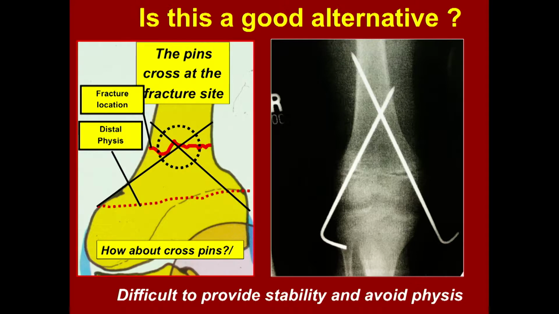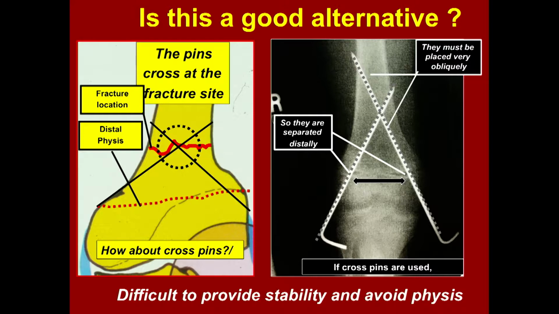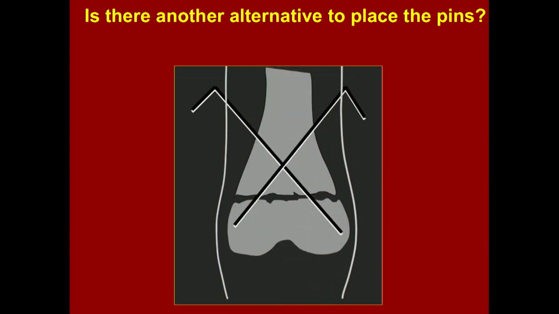So if you put them in there, you've got to put them at a very oblique angle so that you have separation. They must be in a very oblique injury, so you have lots of separation of the fracture at the fracture site. So they're really separated distally. But it's a little difficult to do that. And you also have the problem of the pins sticking out of the skin unless you want to close it. There's another way you can do this. You can do it with antegrade pins. That's a little tricky, but that's another method that you can do, and have them cross above the fracture site.